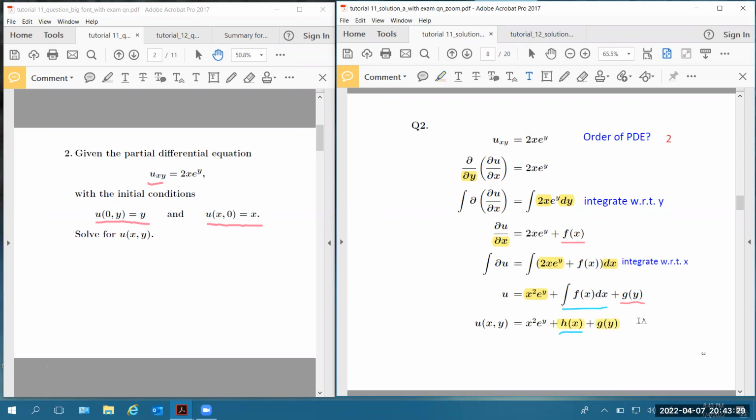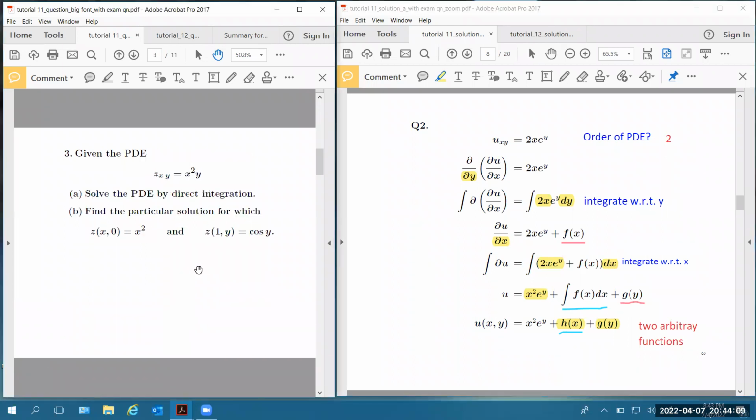Well, that is within our expectation, because it is the same as the order of the PDE. We notice that here this one is 2, this one 2, and here also 2. Okay, class, so that completes this question. Any problem? Quite easy, right? So now let's look at another question.